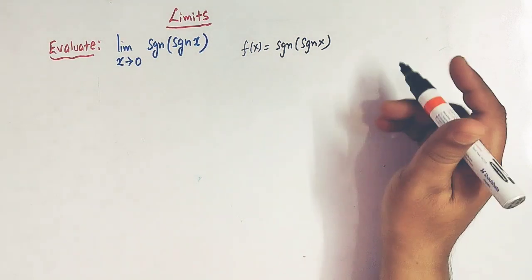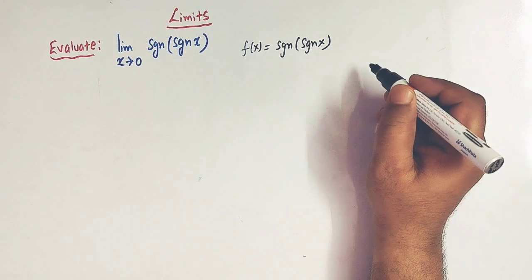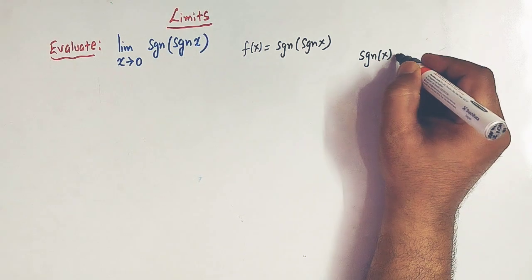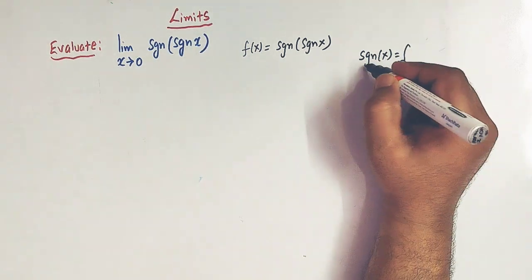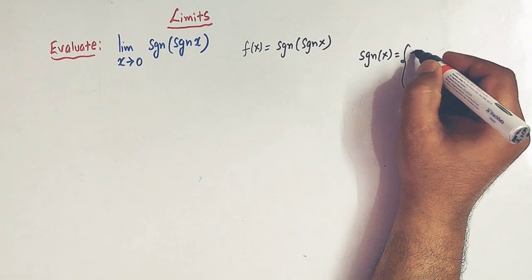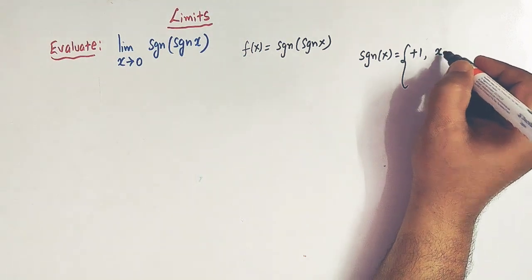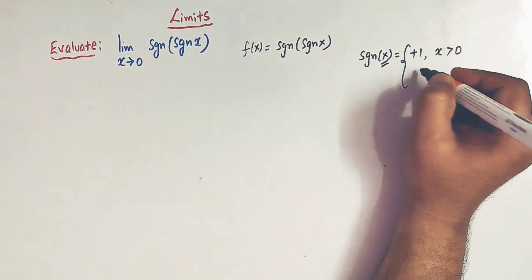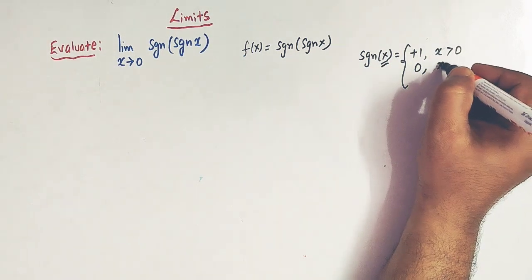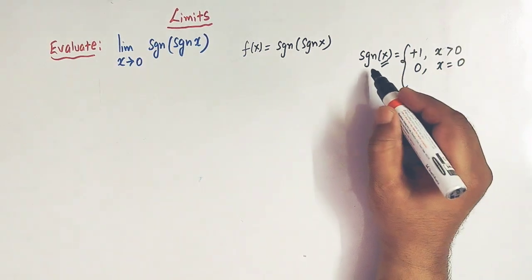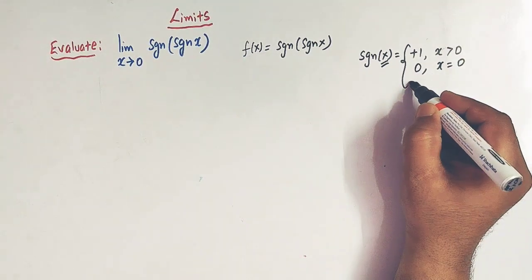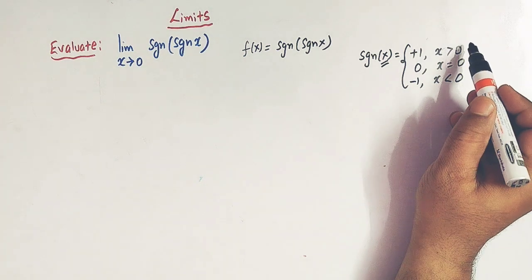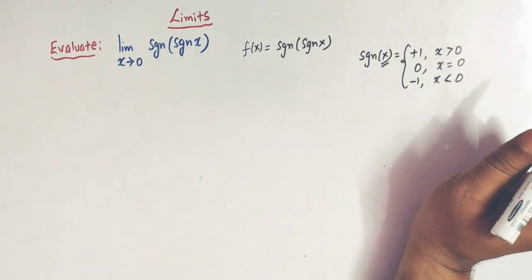So let us first define the signum function. Now see, signum of x is defined like this: signum of x takes the value plus 1 whenever x is greater than 0, signum of x is 0 whenever x is 0, and signum of x is minus 1 whenever x is less than 0. So this is the definition of the signum function.